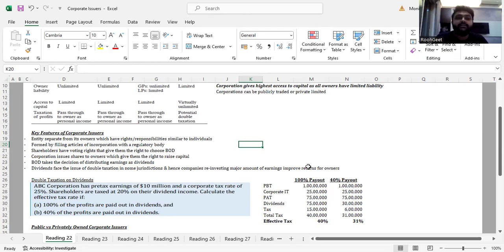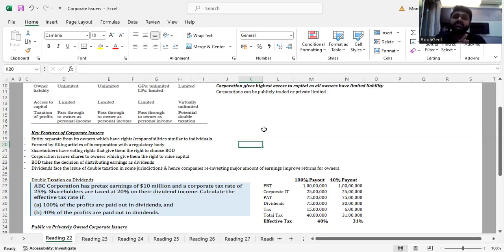करेक्ट. Dividends face the issue of double taxation in some jurisdictions, and hence companies reinvesting a major amount of earnings improve returns for owners. In some jurisdictions dividends are taxed. So basically क्या हो जाता है, सबसे पहले corporate, I just mentioned to you that at corporate level the company is getting taxed, then at dividend at personal level you also get taxed for dividends. So it's a double taxation.